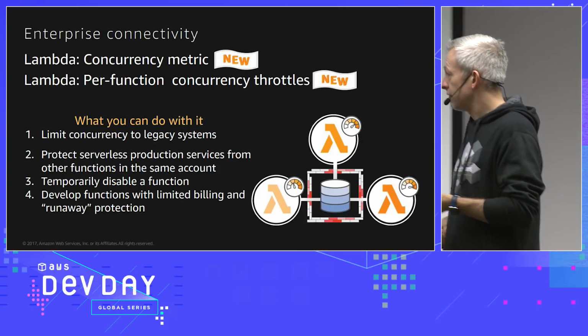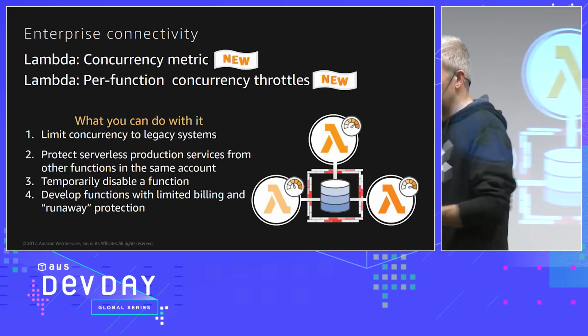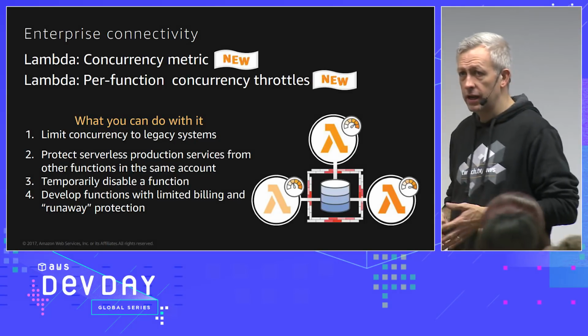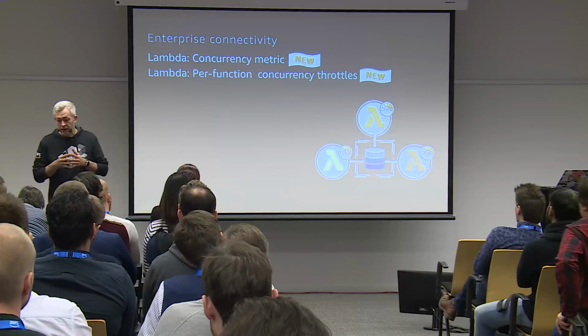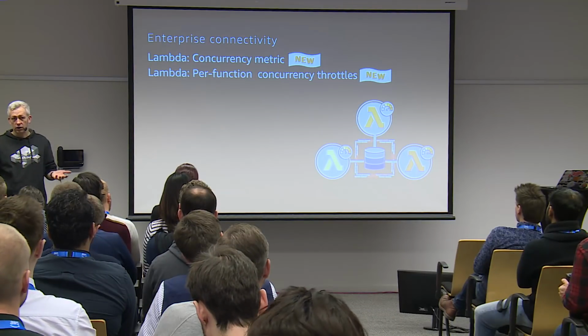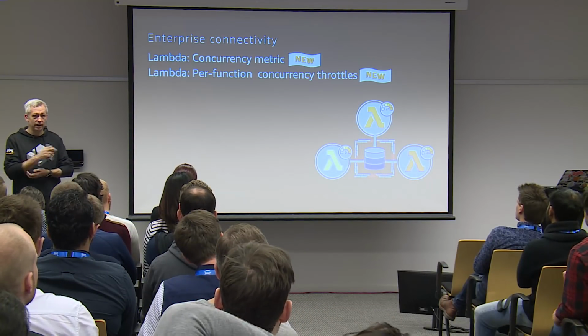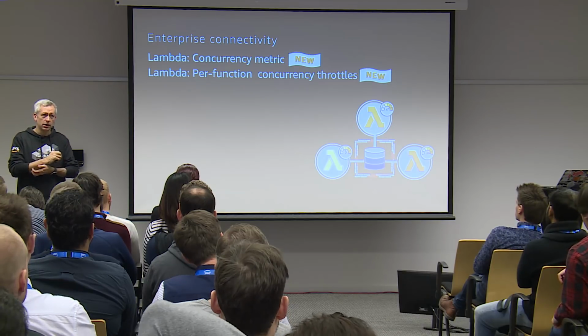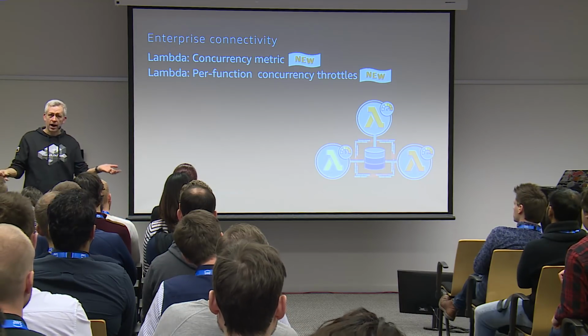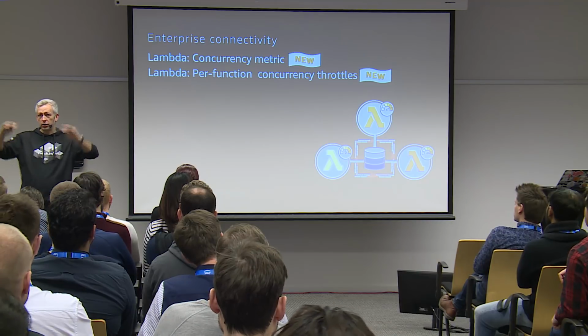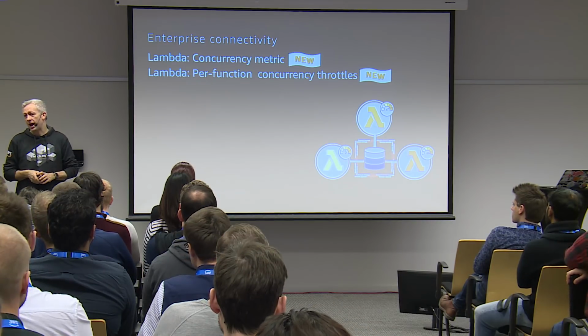First of all, we've added a visibility feature, which is concurrency metrics. So I can see in the CloudWatch console how many copies of a specific function are running concurrently. Simple, but a valuable feature to enable me to assess, of the base of functions that I have, how is that distributed across different functions that might comprise my app.